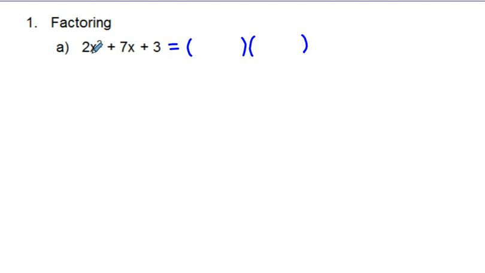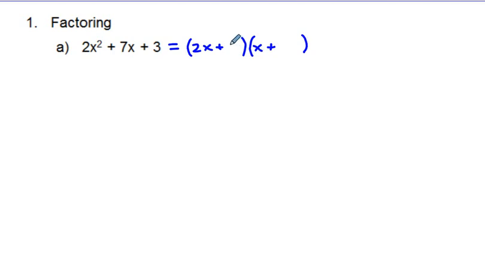What two factors are going to compose 2x squared? Well, that's going to be pretty easy. You're going to have 2x and x. And we know we have all plus signs, so therefore we have to have plus here. And then what are your factors of 3? Well, you're really limited. It's going to be 1 and 3. So we can just try them out, see what happens.